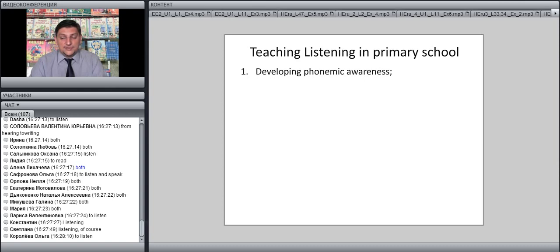It is especially important because there are so many people now who speak their own variety of English, and we need to be able to understand them. We need to work on intonation as well, because intonation conveys meaning. There are differences in intonation between speakers of different languages.